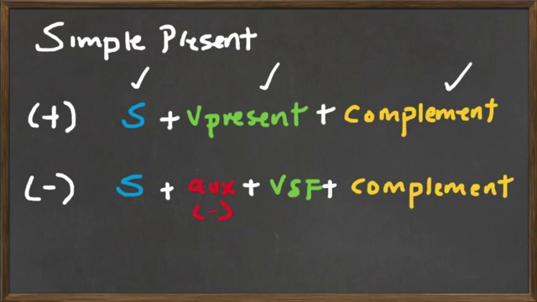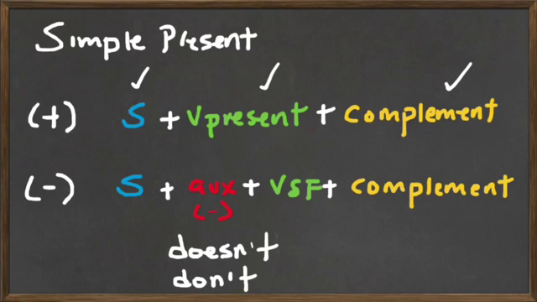In the negative, we have exactly the same, but in the middle, between the subject and the verb, we have an auxiliary. What auxiliary? Well, that auxiliary will be doesn't. Let me write it for you. Doesn't for he, she, it, and don't for we, you, they, and I.